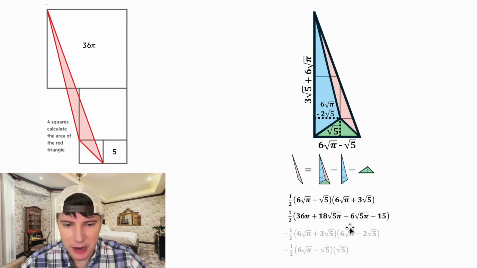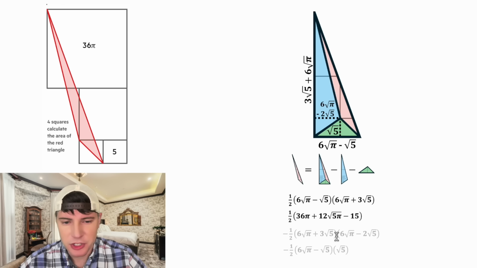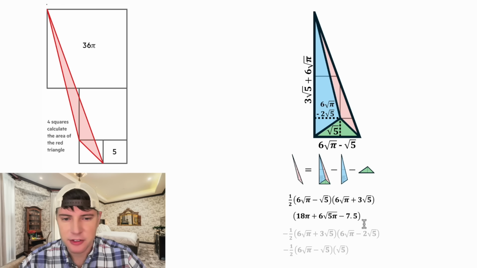18 root 5 pi minus 6 root 5 pi is 12 root 5 pi. And let's smush everything together. And then we can distribute this 1/2 to all 3 of them. The 36 will change into 18, the 12 will become a 6, and the 15 will become a 7.5. This is the area of the large triangle simplified, so let's replace it.